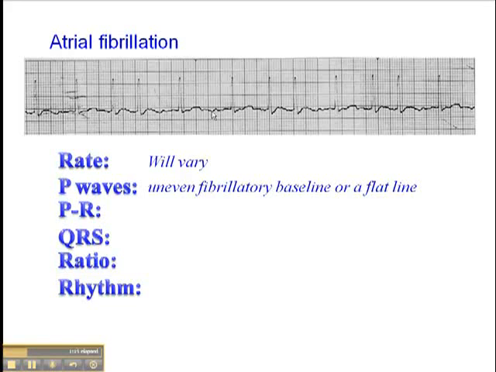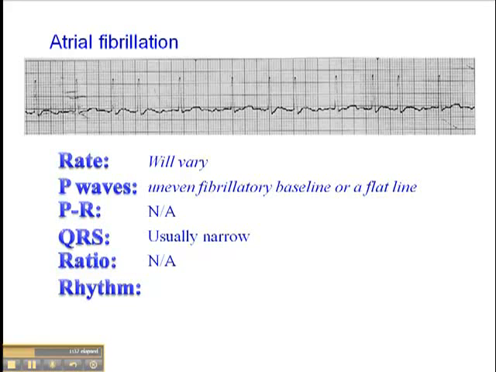I would not use this as the basis for making your interpretation of atrial fibrillation, because this can just as easily be muscle artifact from the patient moving or shivering. So fibrillatory waves are really non-diagnostic. The PR interval is not applicable in an atrial fibrillation. QRS complex is usually narrow. Ratio is not applicable if we don't have P waves.